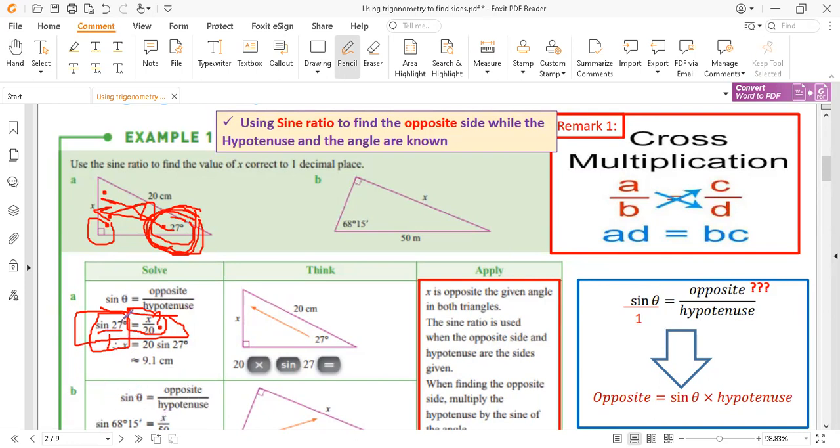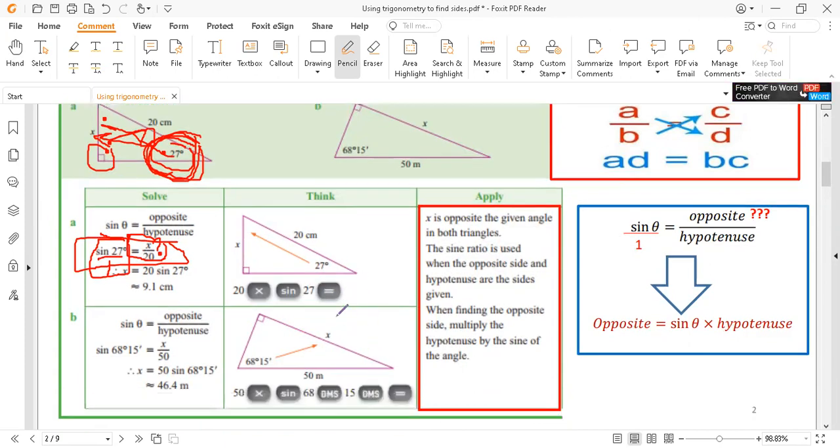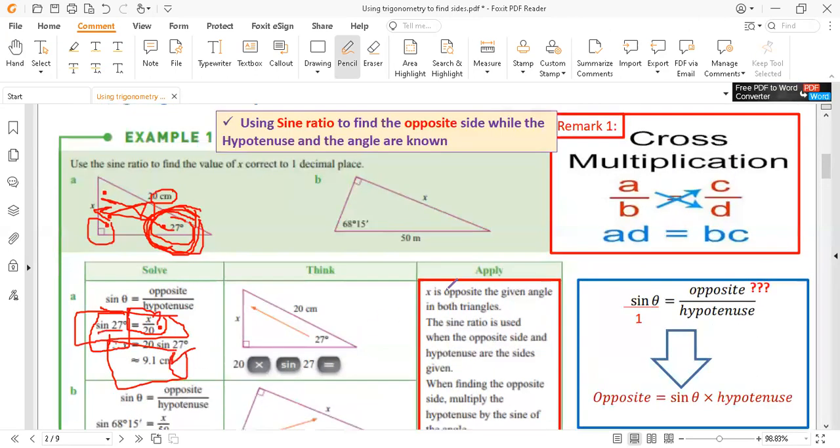We use the cross multiplication, so x times 1 is x. So x equals 20 times sine 27 degrees. We use the calculator to find that it is approximately 9.1 centimeters. And why centimeters? Because the unit of measure we use in this example is centimeters.